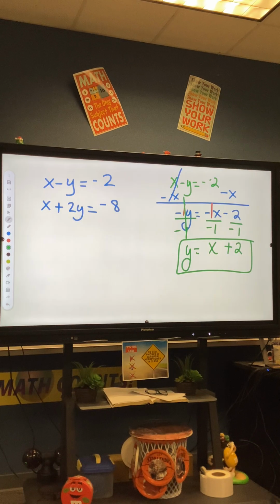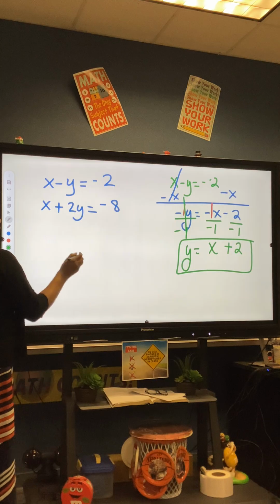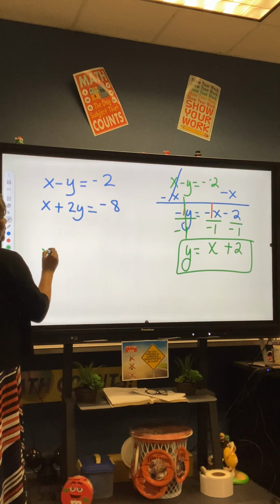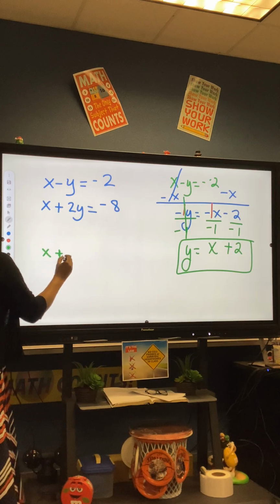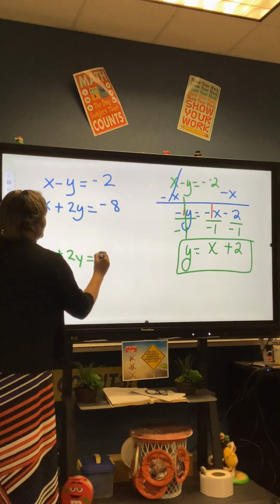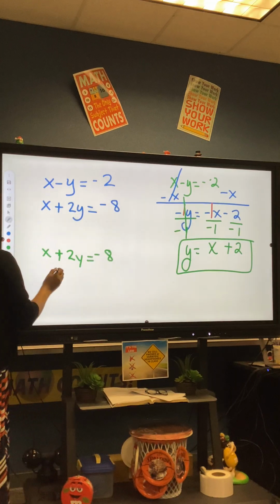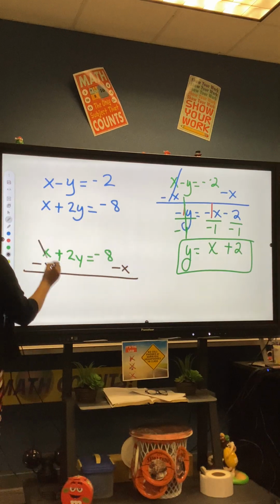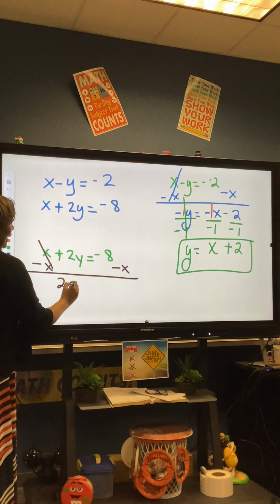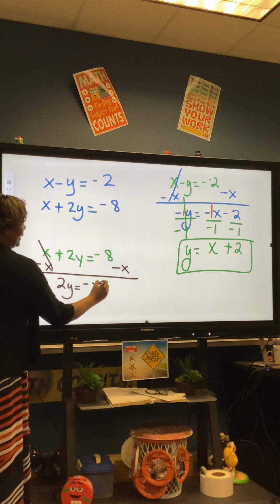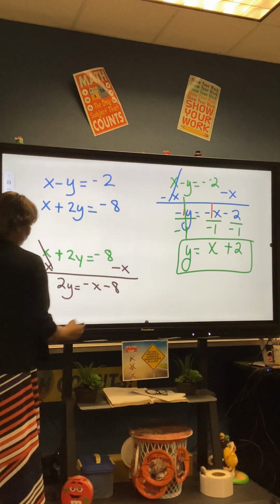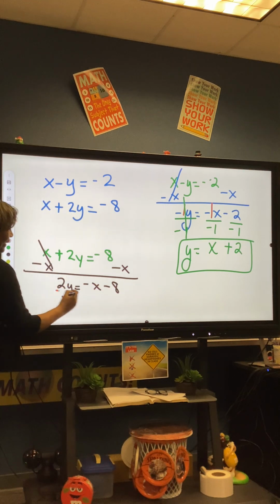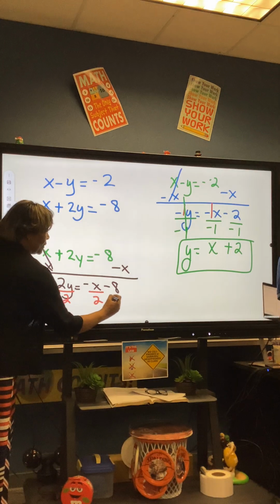You got to do the same thing for both of them. So that means you got to move this x to the other side. So you got x plus 2y is equal to -8. You're going to subtract x. You got 2y is equal to a -x minus 8. Then you're going to divide both sides by 2.